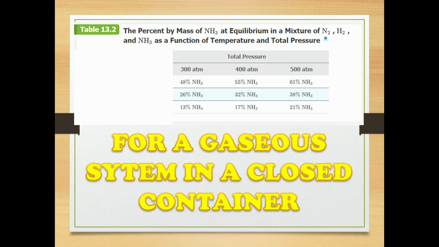So again, back to the Haber process. What percent of mass of ammonia do I get when I'm mixing N2 and H2 in equal quantities? At 300 atmospheres, I get 48% NH3. 300 atmospheres is a lot, but these are done under pressure. But when I increase it to 400 atmospheres, I get 55%. And when I increase it to 500 atmospheres, I get 61%. So I can see that the picture I showed where increasing the pressure created more NH3 because there's fewer moles of gas on that side can be seen.